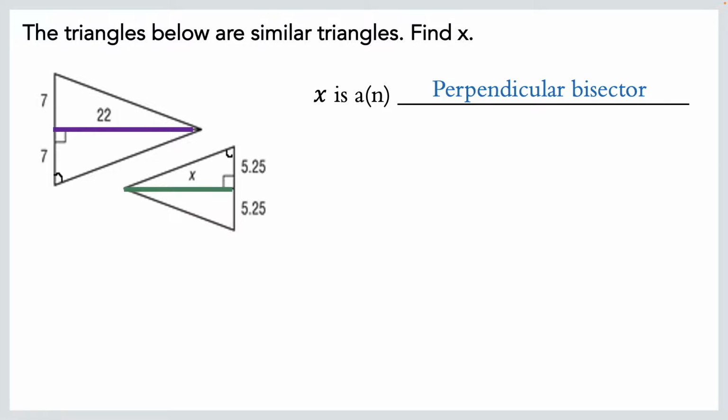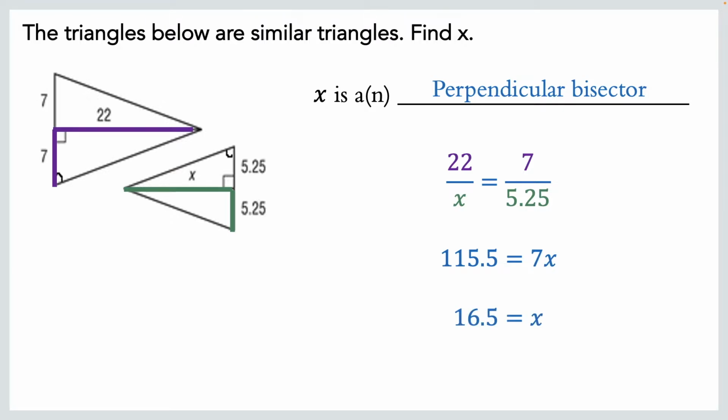And then what we know is that 22 and 7 and x and 5.25, we can use those to set up a proportion, looking like this. 22 partners with x, 22 over x equals 7 over 5.25. And of course, we cross multiply to solve for x. So 7x equals 115.5, so x equals 16.5.